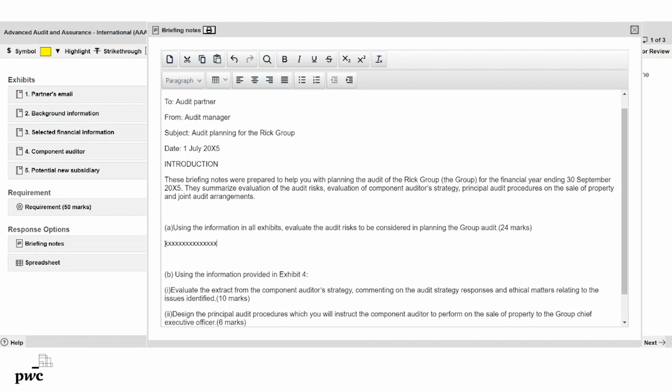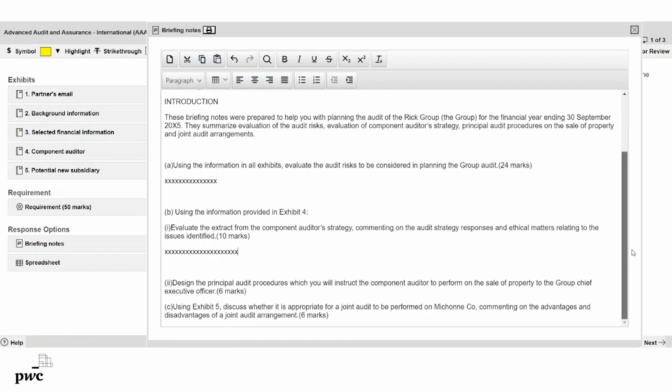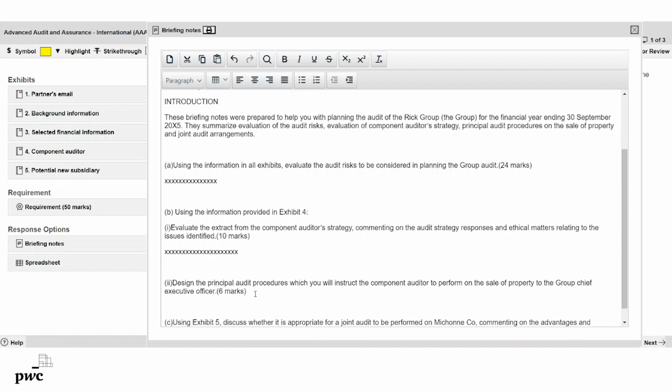So you would perform here the evaluation of audit risks. In here, for 10 marks, you would actually perform that evaluation of component auditor strategy. In here, you would continue and so with principal audit procedures on sale of property and so on and so on. I even suggest that you keep the full wording of the requirements. Nobody will deduct any marks because of that.